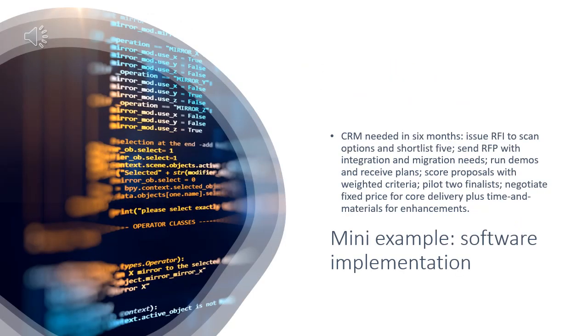Your team needs a CRM in 6 months. You issue an RFI to scan vendors and approaches. Findings narrow the field to 5. You send an RFP with integration and migration needs. Vendors demo solutions and submit plans. You score proposals with weighted criteria. You run a pilot with 2 finalists. You negotiate a fixed price for core delivery. You add time and materials for enhancements.